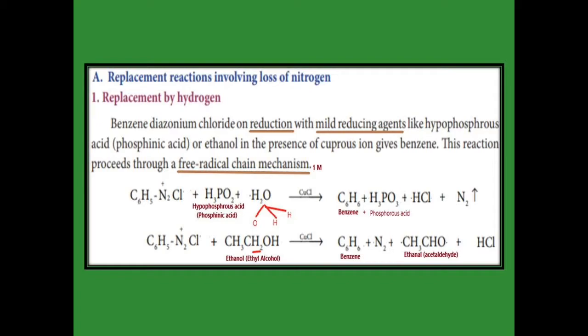Then suppose benzene diazonium chloride is added with ethanol. In ethanol you have to remove two hydrogens. One hydrogen goes with the C6H5, we get C6H6, and another hydrogen goes to Cl, so we get HCl, and nitrogen is removed from the benzene diazonium chloride. We removed two hydrogens from ethanol, so we get acetaldehyde, CH3CHO.